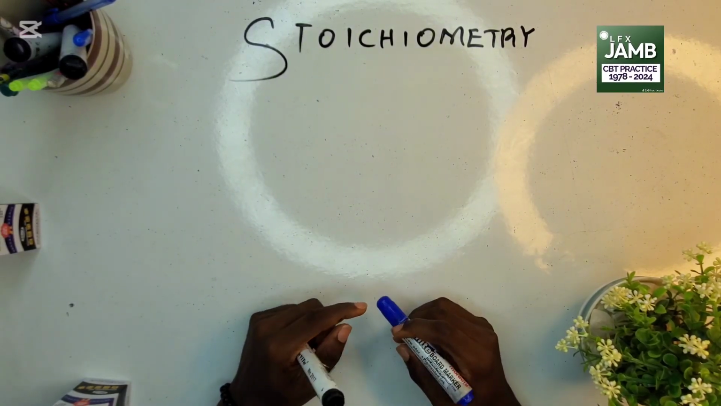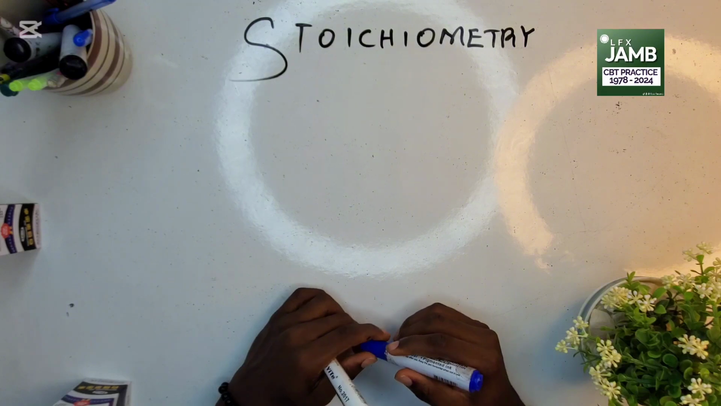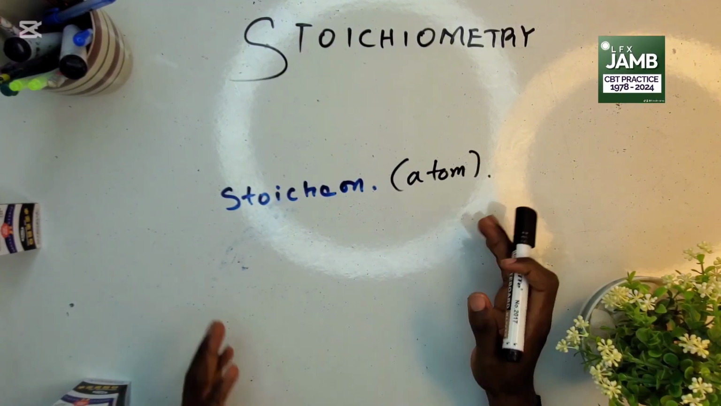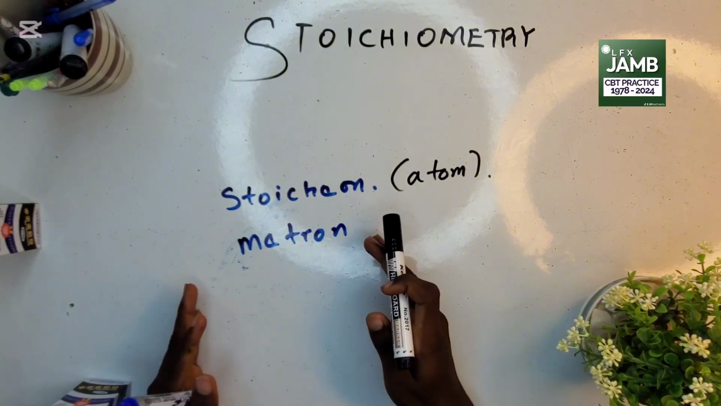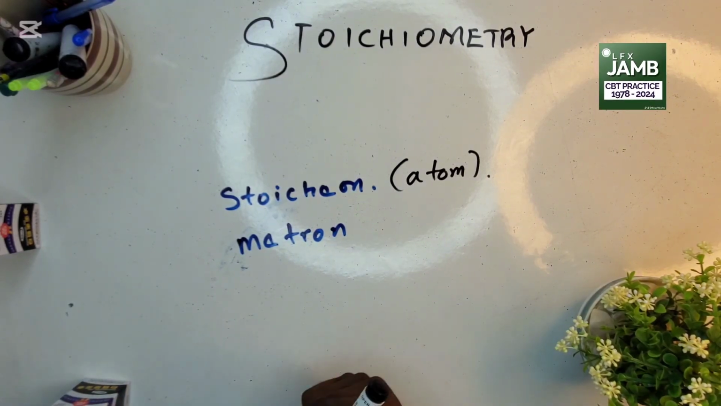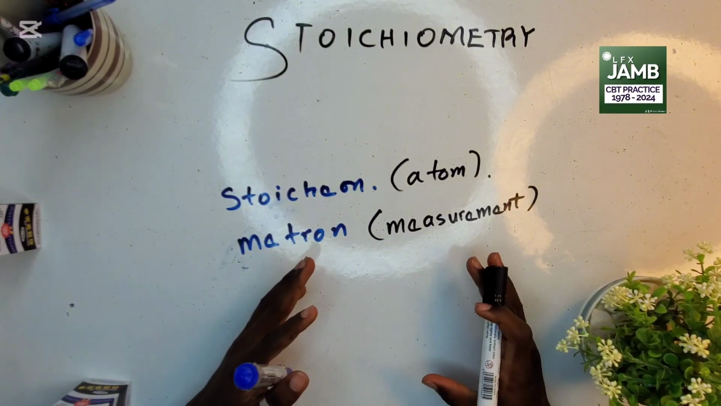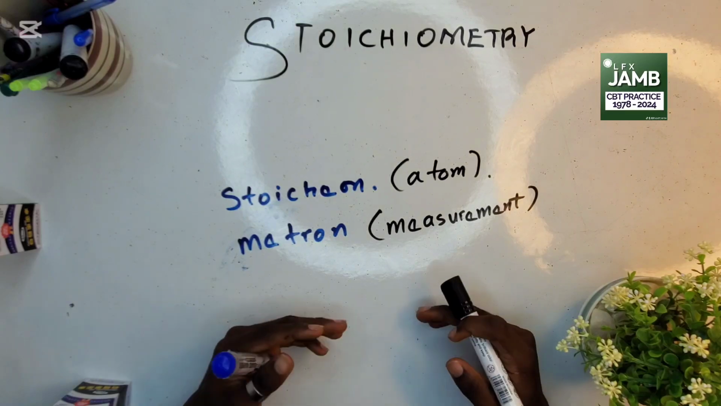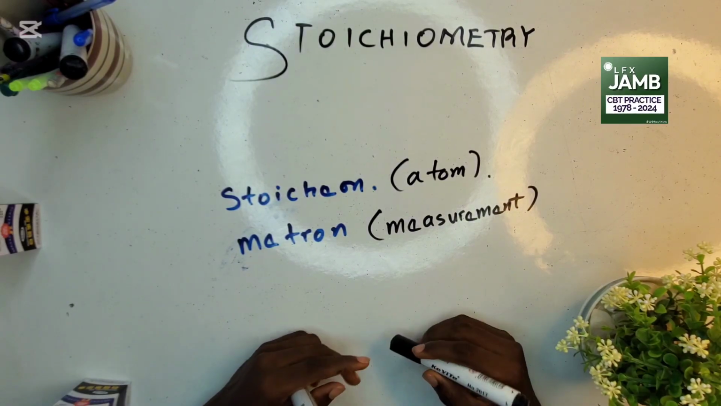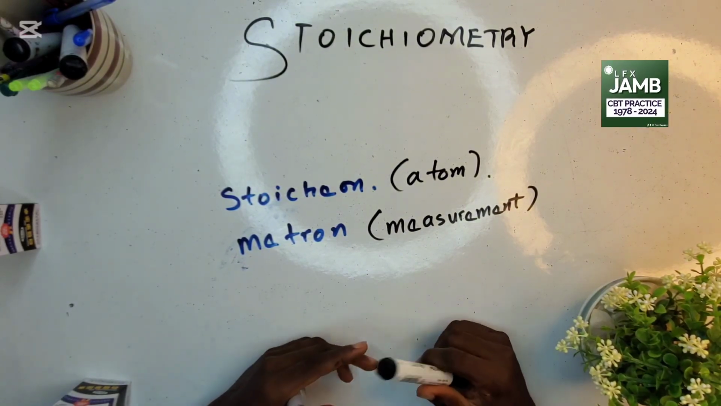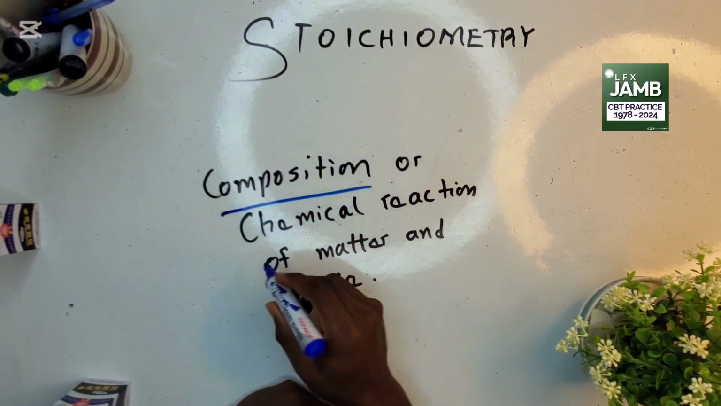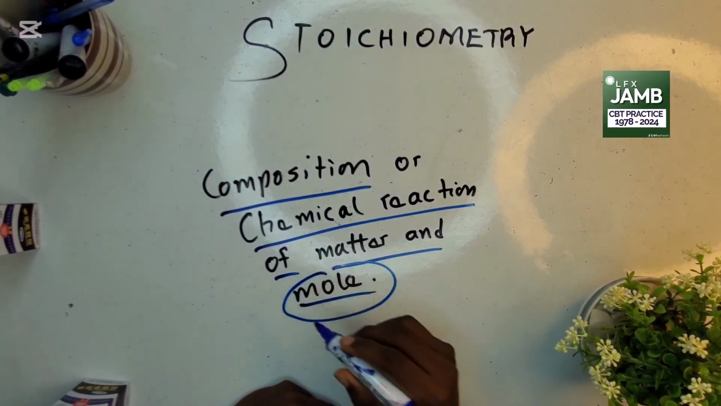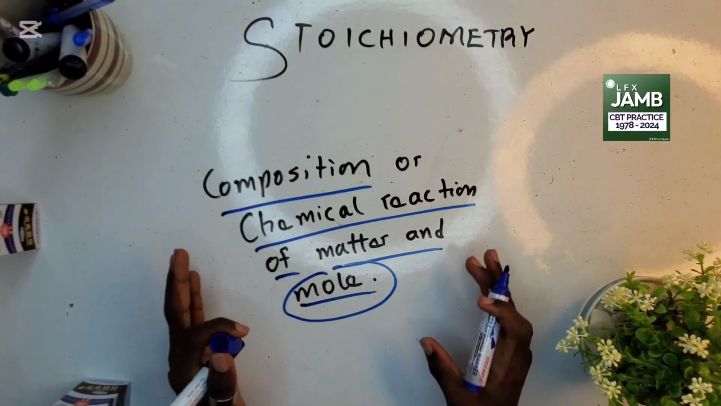So what is stoichiometry? Well, the word stoichiometry was coined from the word stoichion, and this stoichion means atom, and another word, metron. This metron means measurement. Stoichiometry usually deals with the chemical calculation based on the elementary particles of matter. Such calculations highlight the relationship between the composition or chemical reaction of matters and mole. Well, mole is a unit to describe quantity in elementary particles.